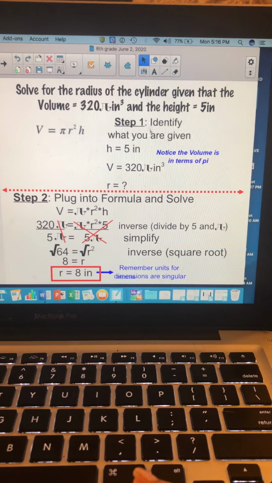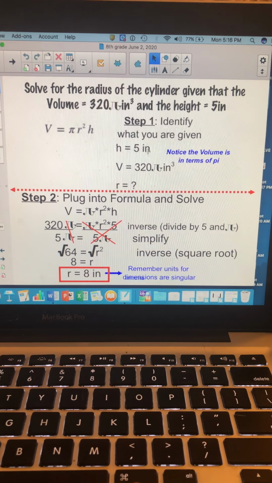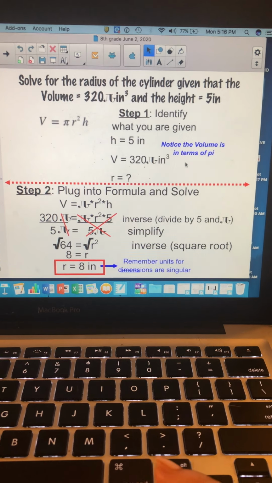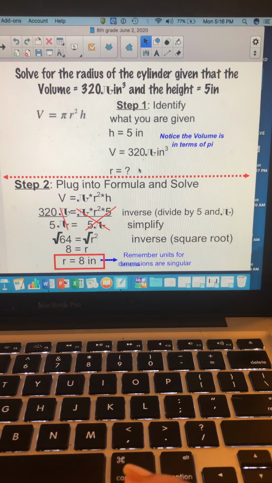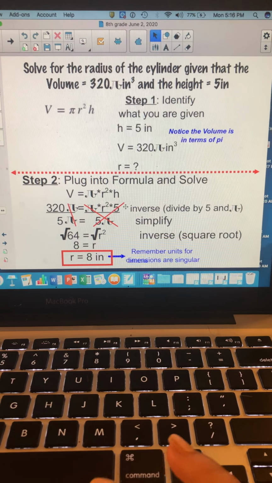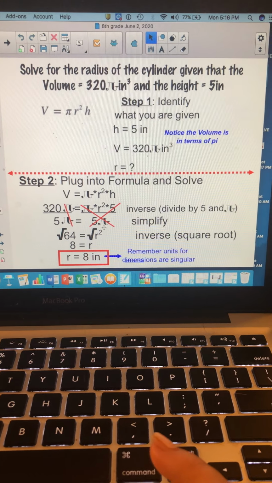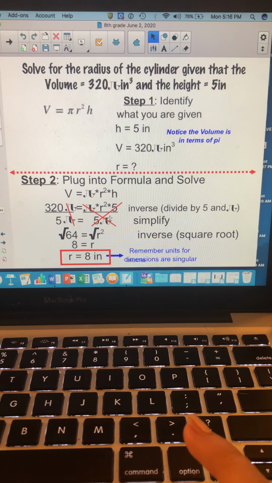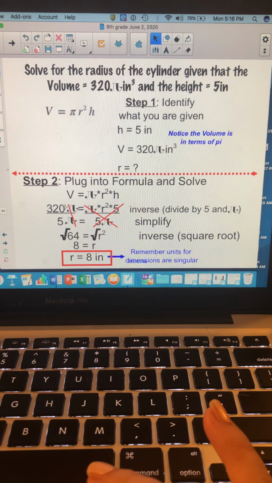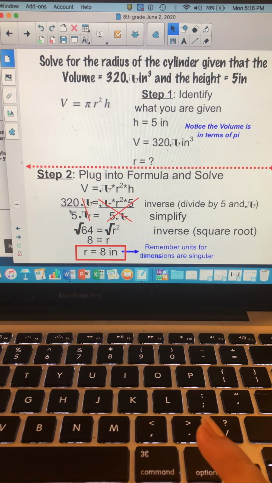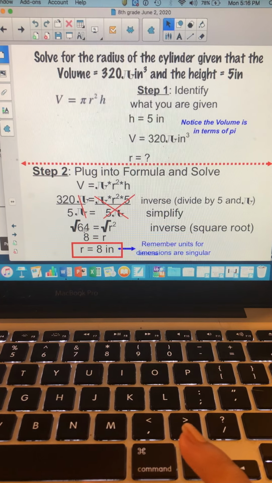So we have our steps, right? We identify what we're given: height of 5, volume of 320 pi inches cubed. We're noticing that it's in terms of pi, and we are looking for the radius. We write our formula, we plug in what we know. We can inverse by dividing by 5 pi to cancel out the 5 and pi on the right side, and then also canceling out the pi on the left. We'll then be left with the quotient of 320 divided by 5, which is 64.